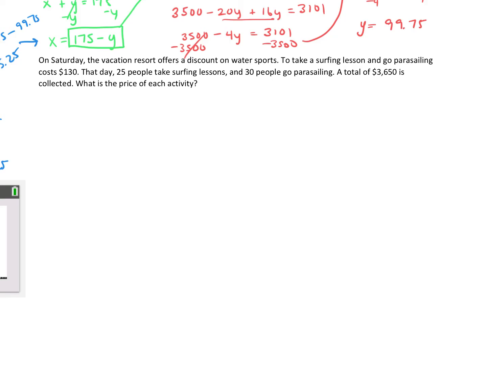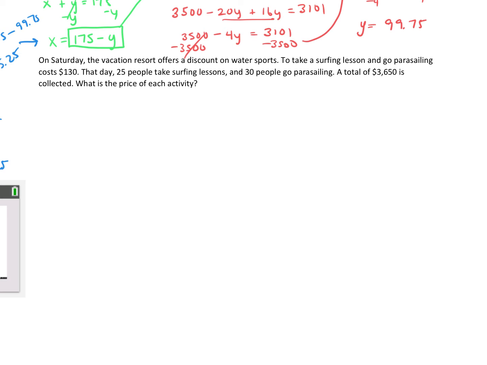Okay, so next question. On Saturday, the vacation resort offers a discount on water sports. To take a surfing lesson and go parasailing costs $130. That day, 25 people take surfing lessons and 30 people go parasailing. A total of $3,650 is collected. What is the price of each activity? All right, we're going to run through this one more time. It'll go a little bit faster since we just talked through it the last time.